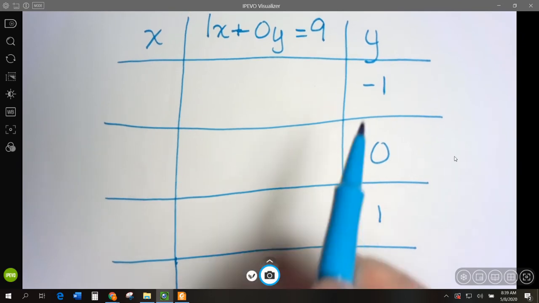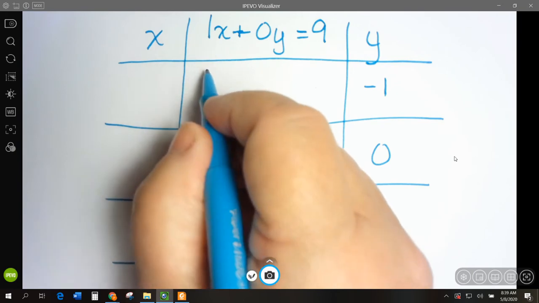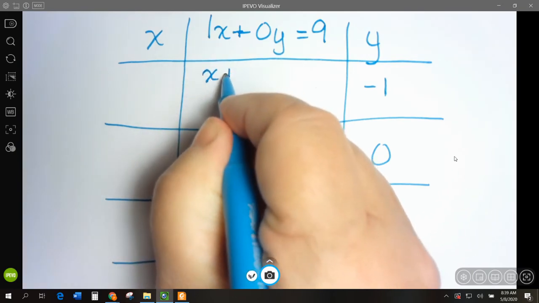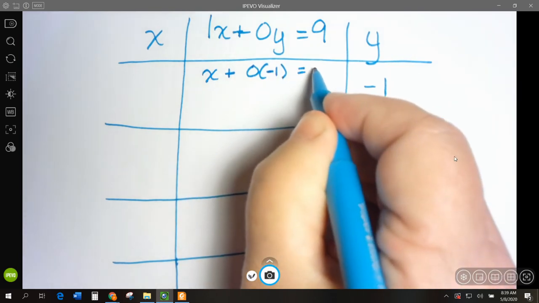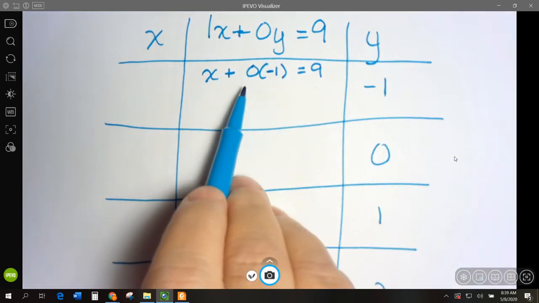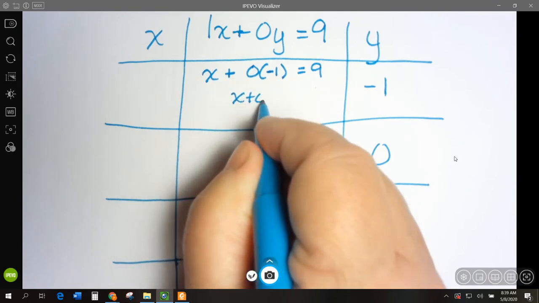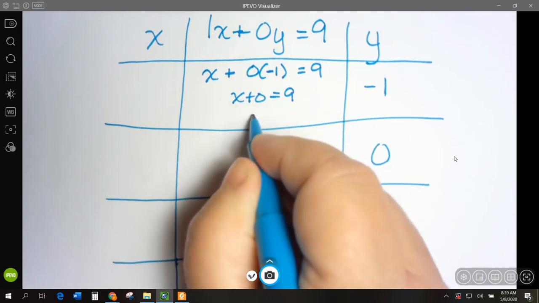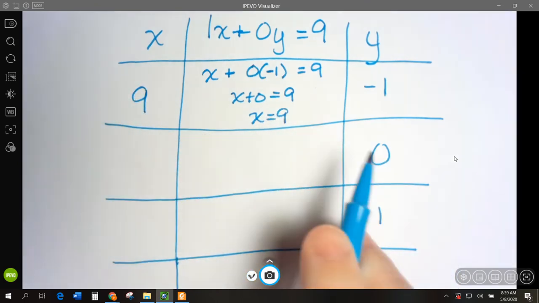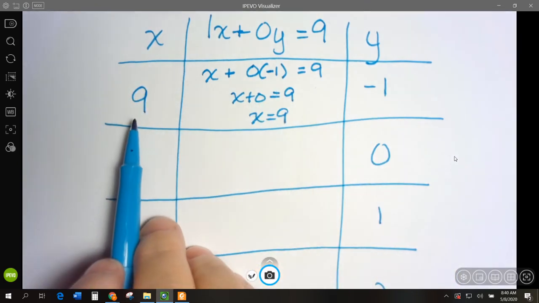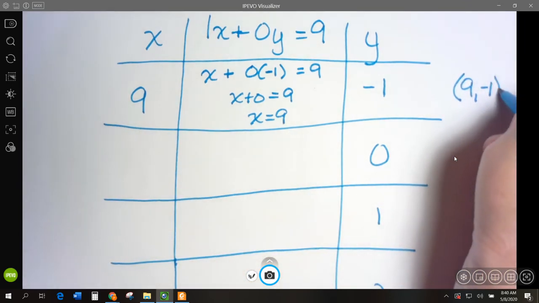So we've got to put negative 1 in for y. So we have 1x, or we can just write that as x, plus 0 times negative 1 equals 9. 0 times negative 1 is 0, so we have x plus 0 equals 9, or x equals 9. So when y is negative 1, x is 9. So our coordinate points would be 9, negative 1.